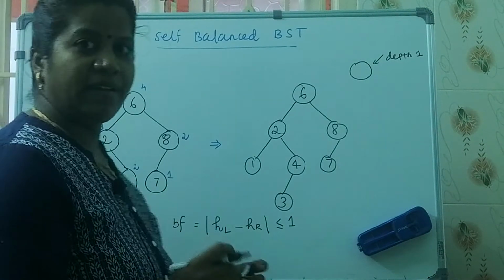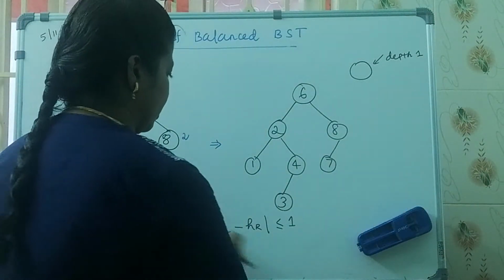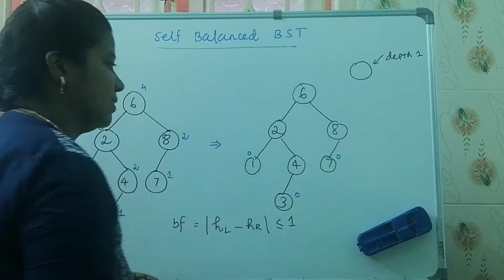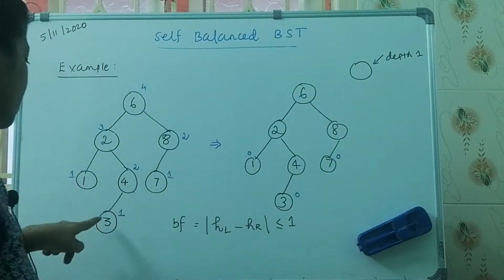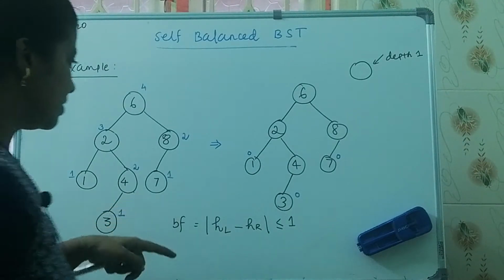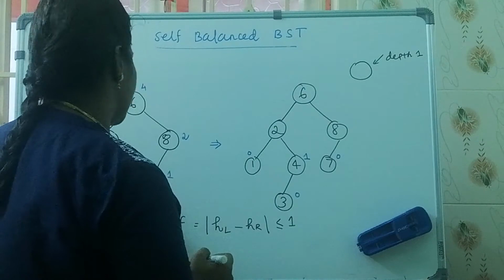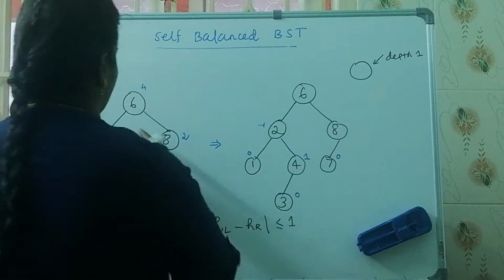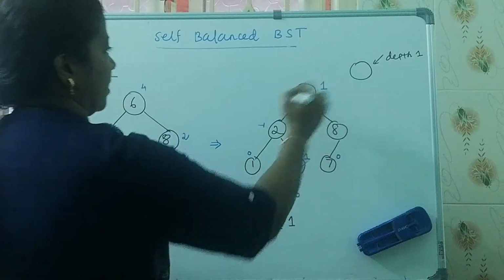And let us calculate the balance factor for the leaf nodes first of all. All the leaf nodes do not have any left and right subtrees. So the balance factor for all the leaf nodes will be 0 because there are no left and right subtrees. And then let us calculate the balance factor for the node 4. Okay. So the left subtree is at height 1 and it does not have any right subtree. So 1 minus 0, which is 1. And for this, left subtree is 1, right subtree is 2. 1 minus 2 is minus 1. And then for this node, left subtree is 3, right subtree is 2. 3 minus 2 is 1.